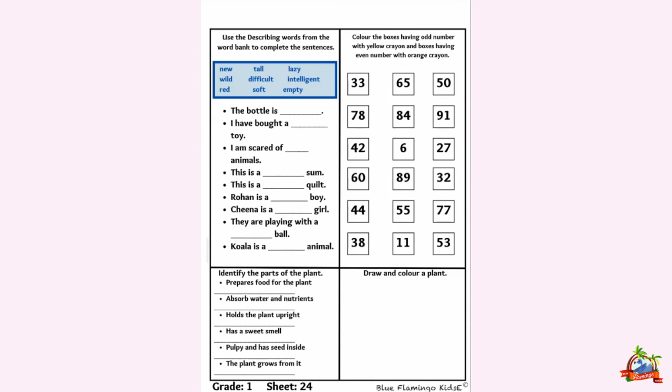Now let's move to our last section of EVS. Question is, identify the parts of the plant. प्लांट के पार्ट्स को आइडेंटिफाई करना है. हिंट दिया है, उसे पढ़ के हमें समझना है कि ये कौन से पार्ट के बारे में है. First one, prepares food for the plant. Which part prepares food for the plant? Think.